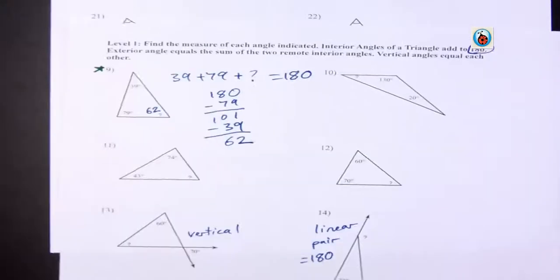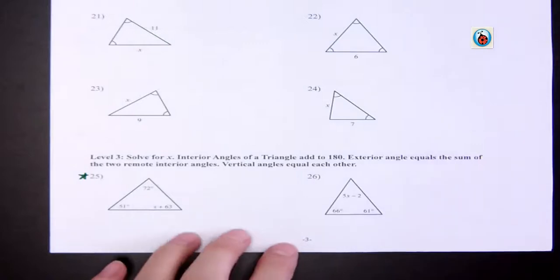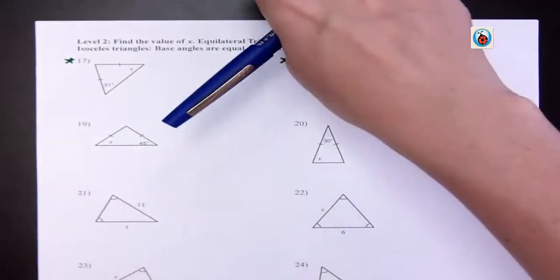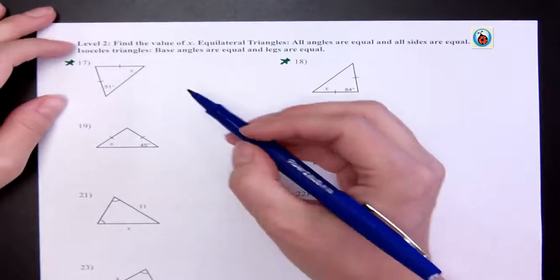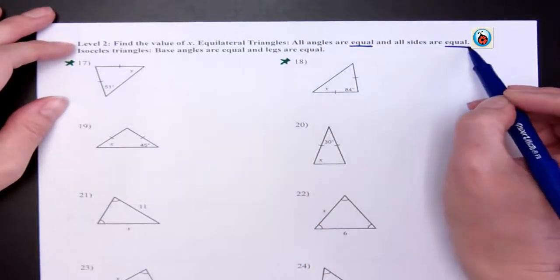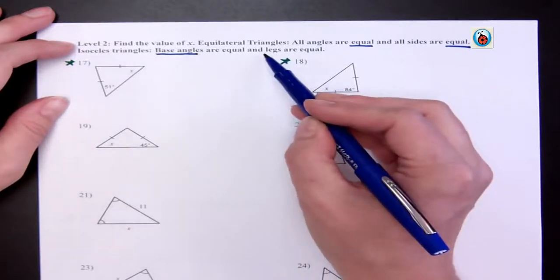So then, that was our level 1 stuff. So moving on to level 2. We're now going on to our isosceles and equilateral triangles. And so isosceles, equilateral triangles, all angles are equal, all sides are equal. Isosceles, the base angles are equal and the legs are equal.